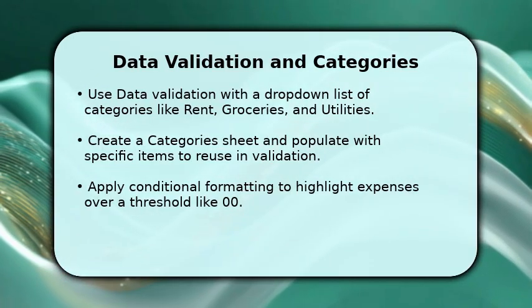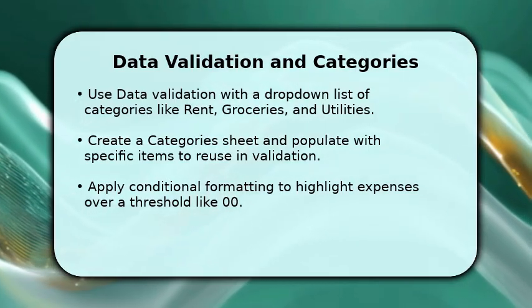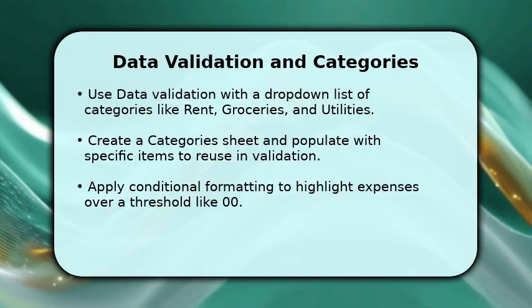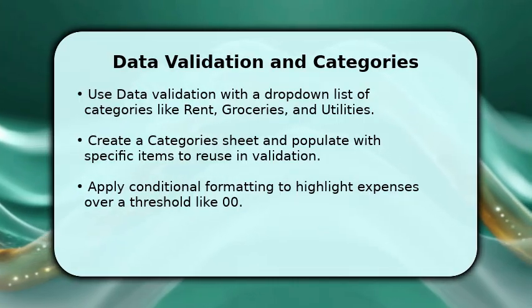Apply conditional formatting to the amount column to color expenses above a threshold like 00. Use custom formulas to format negative numbers red and positive numbers green for quick visual scanning.